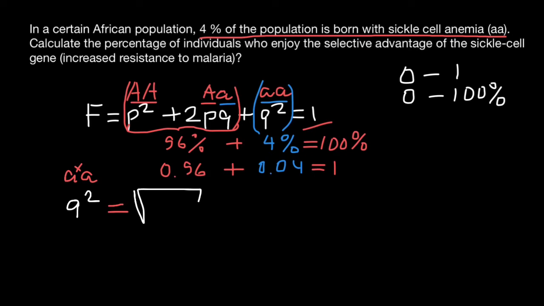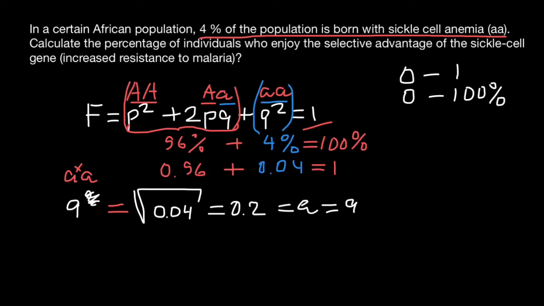And if q squared is equal to 0.04, then our answer is going to be 0.2. So the frequency of the a allele is going to be 0.2. And we also can say this is q. In our formula it's q, but it is equal to the frequency of the allele a. Some people prefer to use these letters instead of these letters.